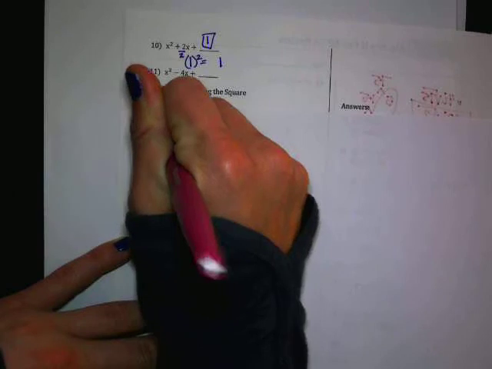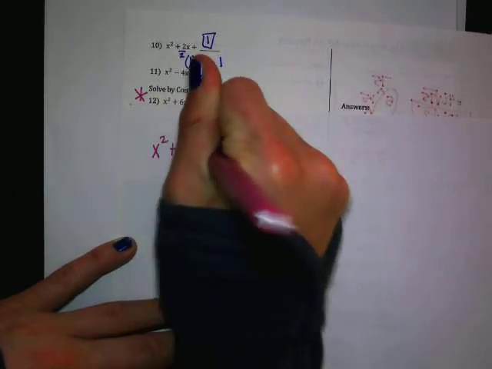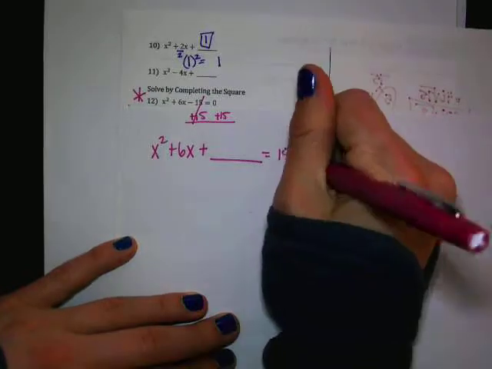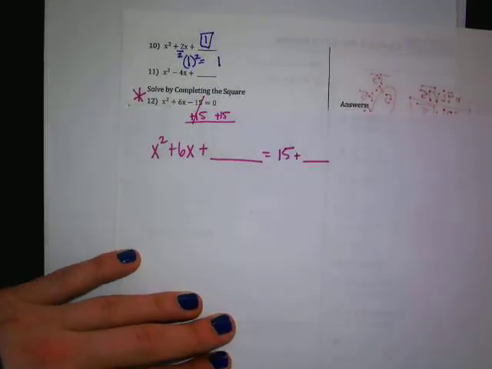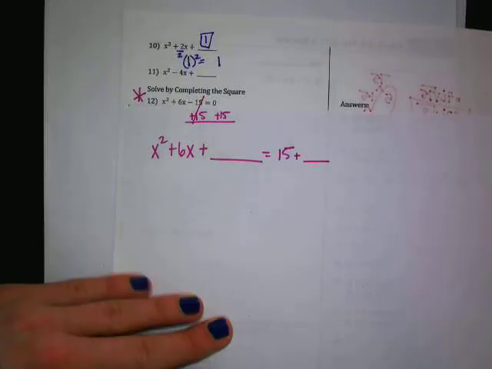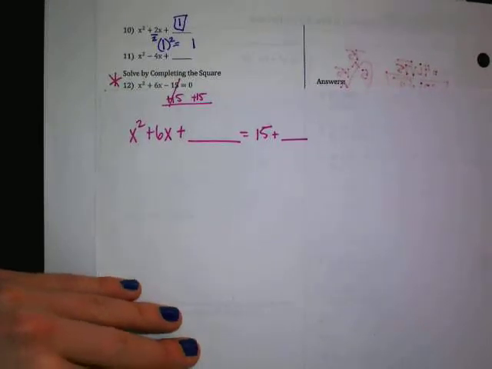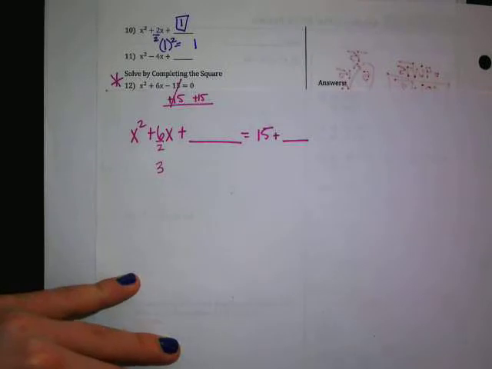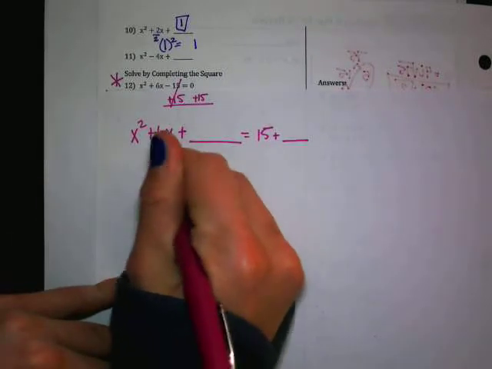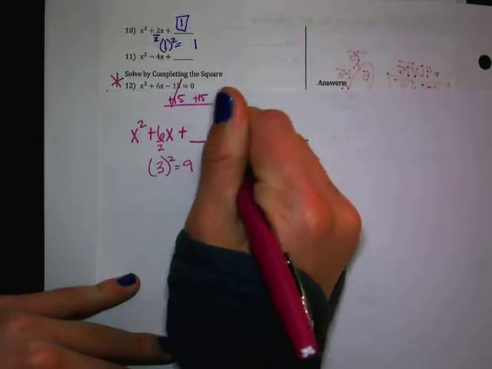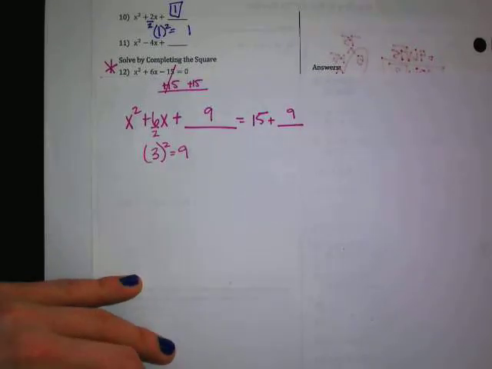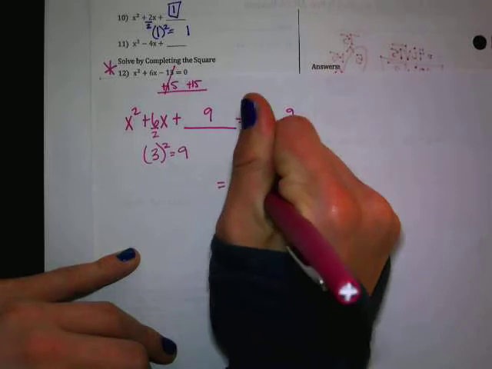All right, so I have x squared plus 6x plus blank equals 15. And if you want to do a plus blank on the other side, because you're going to have to put it on both sides, you can. All right, so we need to come up with that magic number: divide by 2, and then square. So 9 is my number. I'm going to add it to both sides. So over here is 24.